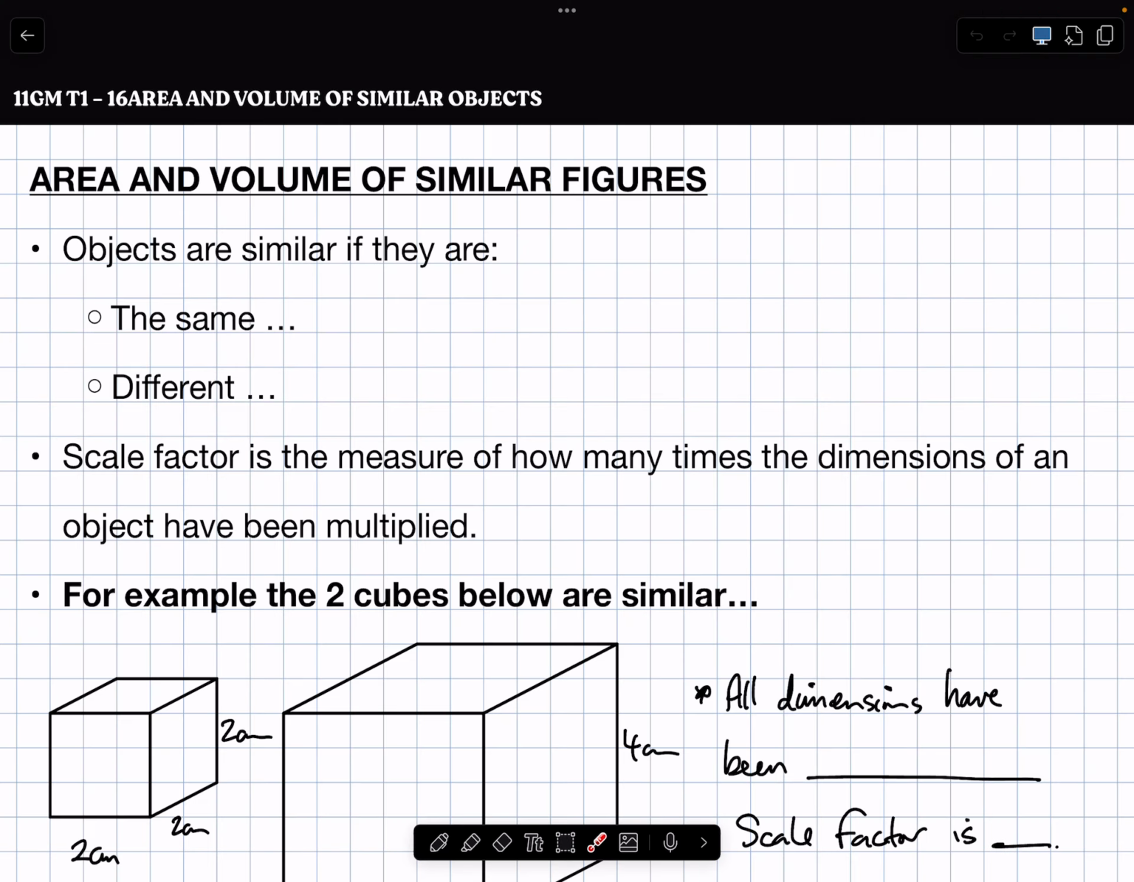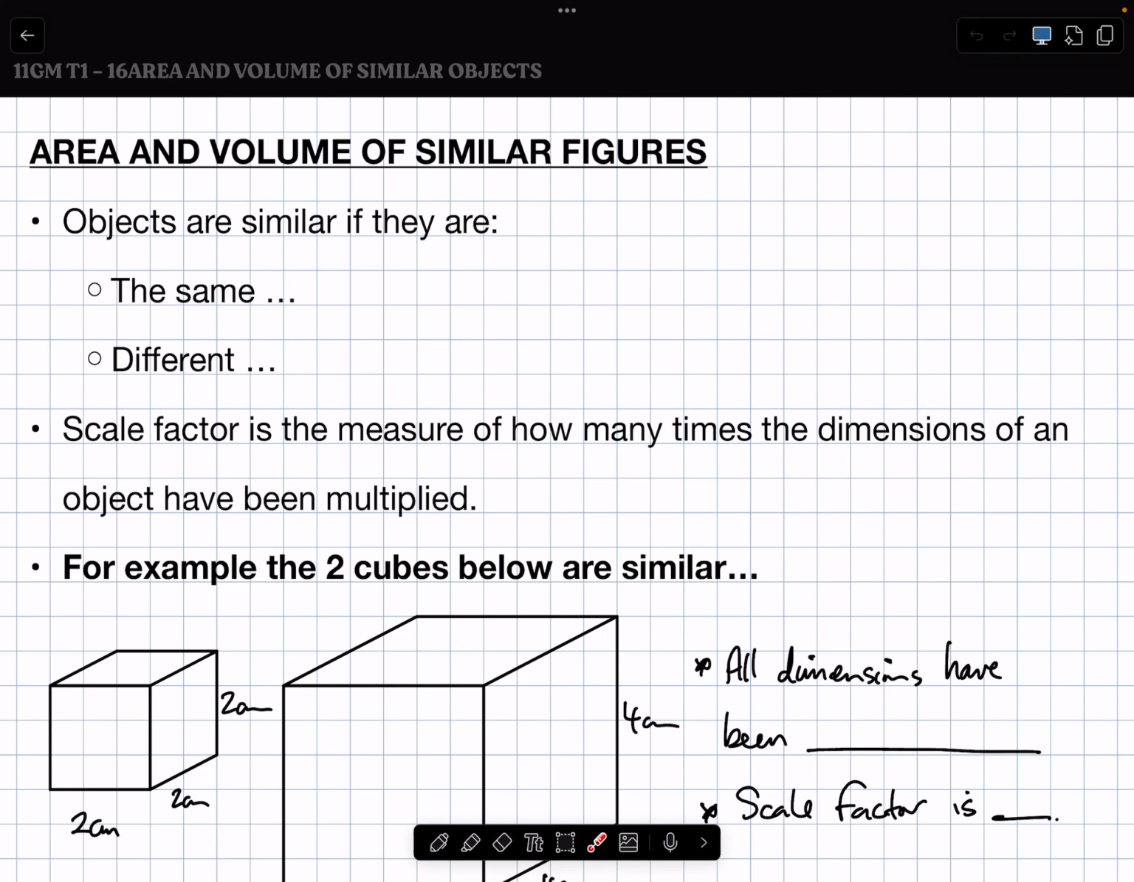You remember from year 10, objects are similar if they're what? If they're the same shape. Well done. If they're the same shape, they are similar. But they are different in size. Because if they were the same shape and size, they'd be congruent, right?